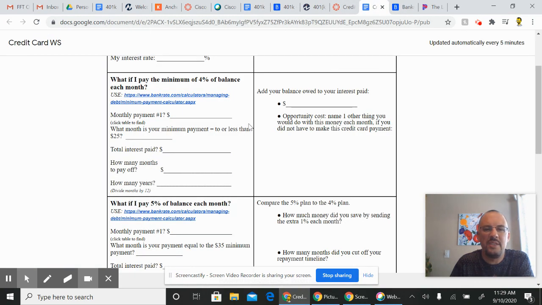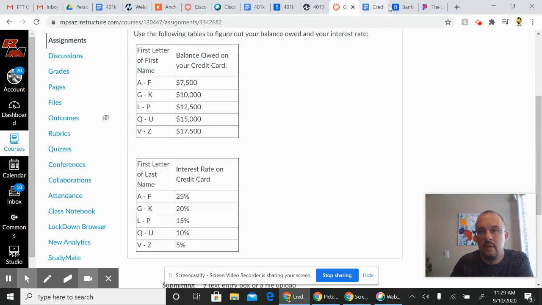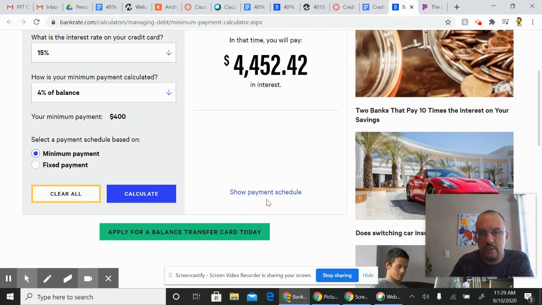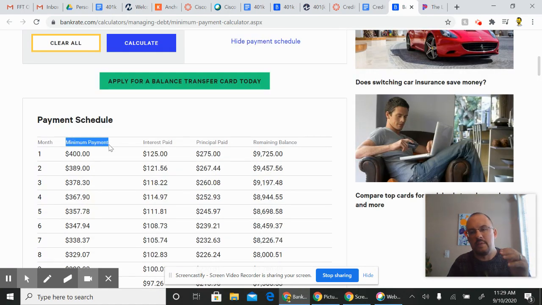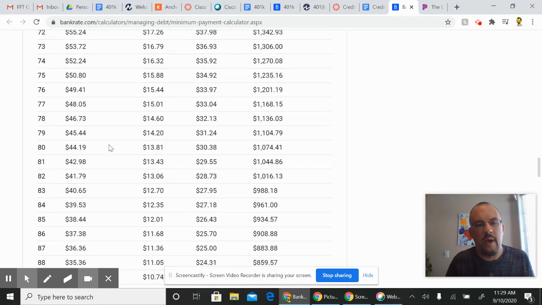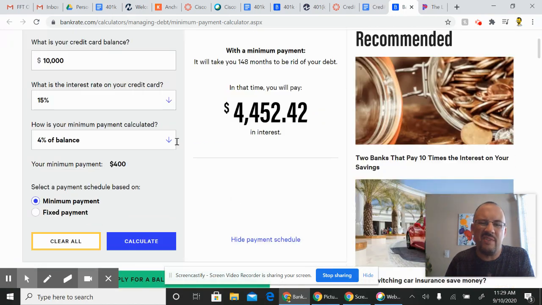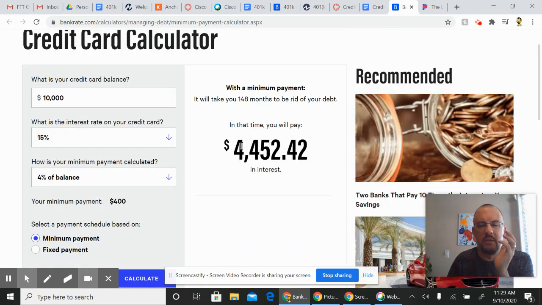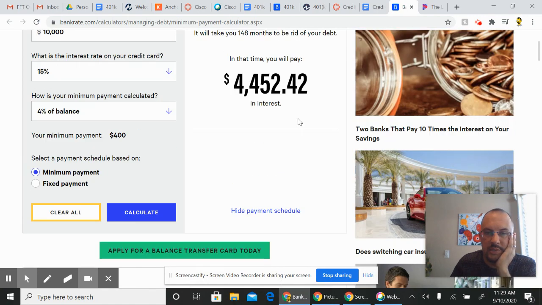Now, if you're watching this, you don't have to do the question about when your minimum payment is equal to or less than $25. You can do that if you want to. All you got to do is click on show payment schedule right here, and then you're looking at what is my minimum payment. Your payment's going to go down because it's based on a percentage of your balance. So how long would it take me to get to $25? It would take 101 months to get to $25 as my payment in this scenario. If you don't want to do that question, it's fine. It might be helpful for you to look at the actual schedule though, just to see how it's done.